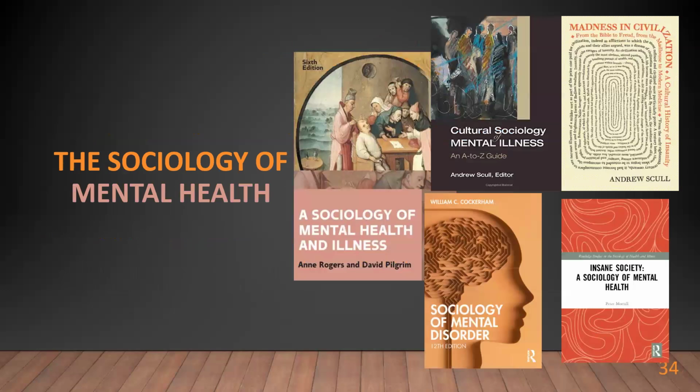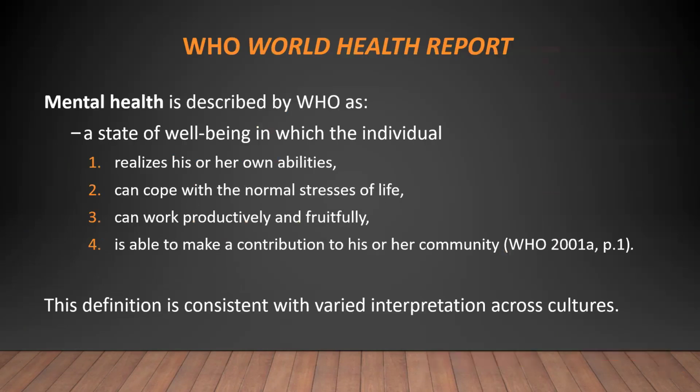Next big topic today is the sociology of mental health. So here you can see different sources that I used. Again, we have Andrew Scull, we have Anne Rogers, David Pilgrim, we have, what's his name, Peter Morrall, something like that, who writes on mental health and mental disorder and the sociology of it. Now, let's start with definitions.